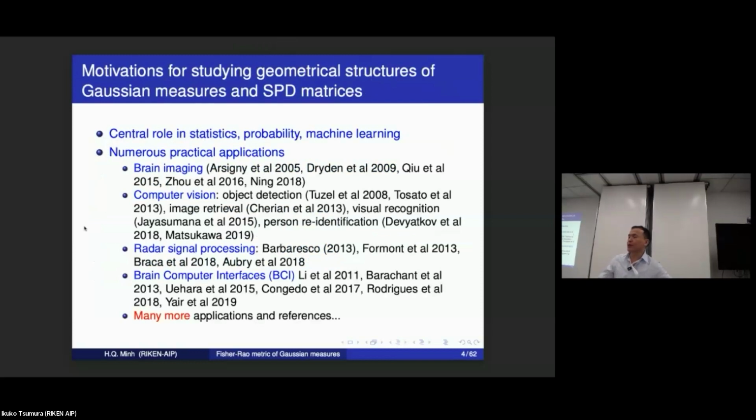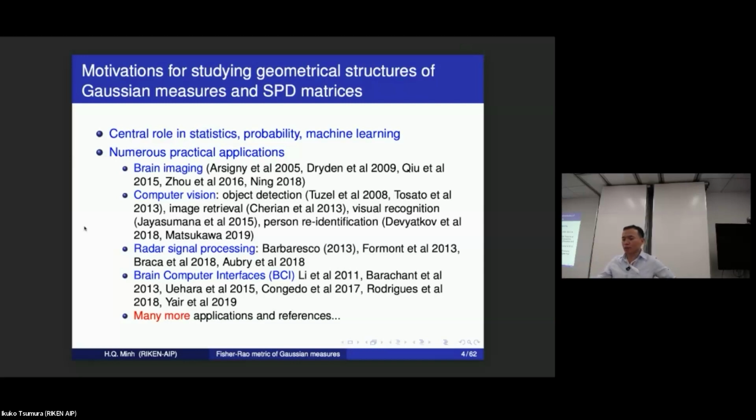Okay, in the finite dimensional setting, we actually have a lot of work on the various geometrical structures of Gaussian measures and symmetric positive definite matrices, or SPD matrices, because they play a central role in probability, statistics and machine learning, but there are also a lot of practical applications in many different fields. We have applications in brain imaging, computer vision, radar signal processing, and brain-computer interfaces. There's a huge literature using the non-Euclidean geometrical structures of Gaussian measures and SPD matrices.